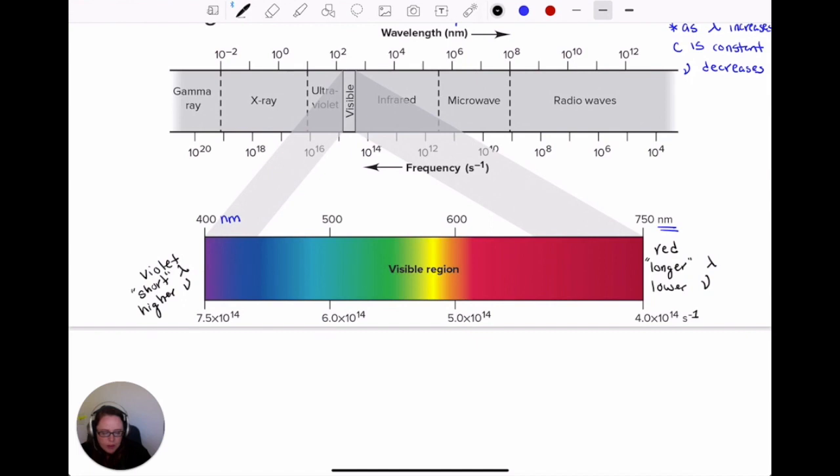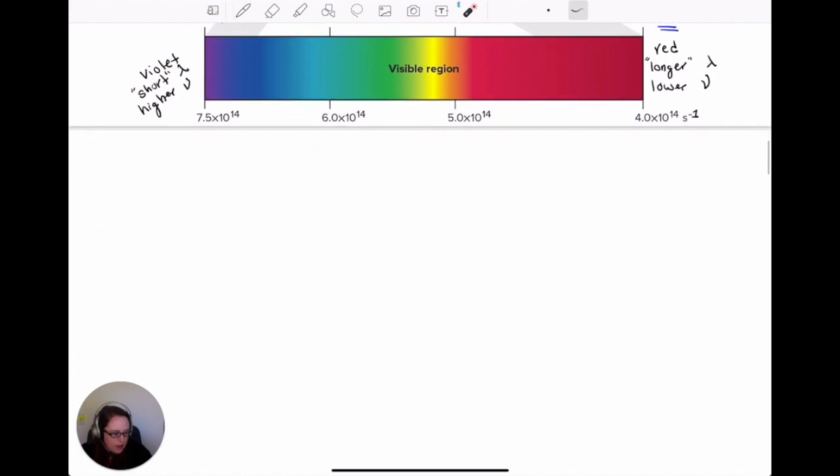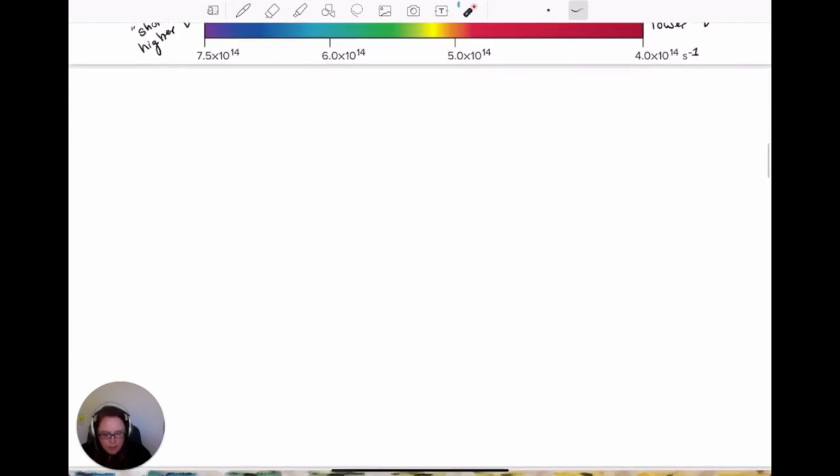Okay. So then we have ultraviolet light, X-rays, and then gamma rays. These are all shorter than violet light. And then if we go past red to longer wavelengths, we have infrared, microwaves, and then radio waves. So I want to write these out in a slightly different way.